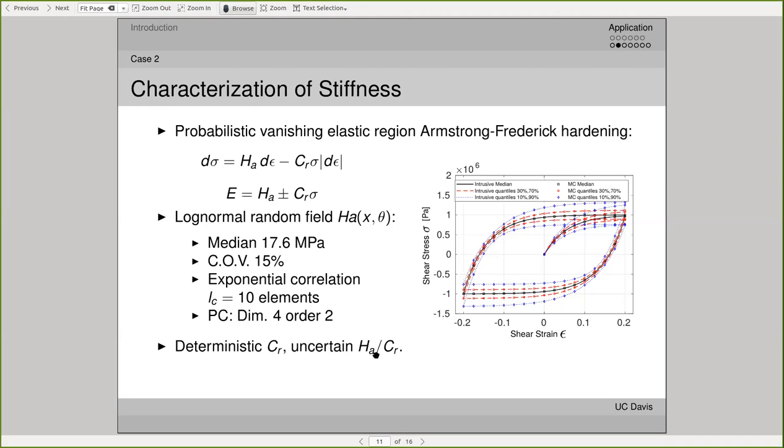Using the deterministic CR will also give us an uncertain strength. So HA is that initial slope, the stiffness, and then HA over CR will be that horizontal asymptote.